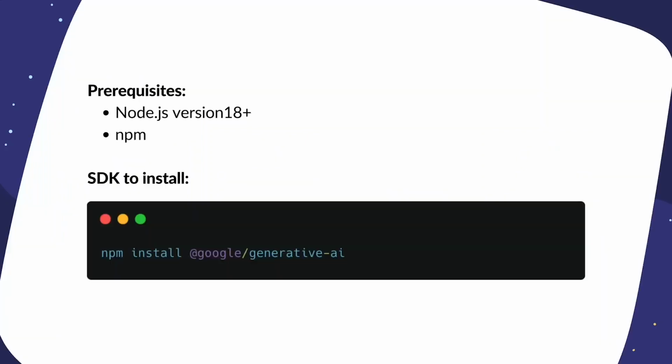For this course, we will be using Node.js. Make sure to have Node.js version 18 and above installed, and npm installed. First off, we would need to initialize the generative AI model. We would need to do this for all the scenarios. In order for this to work, you will need to install the SDK package right here.